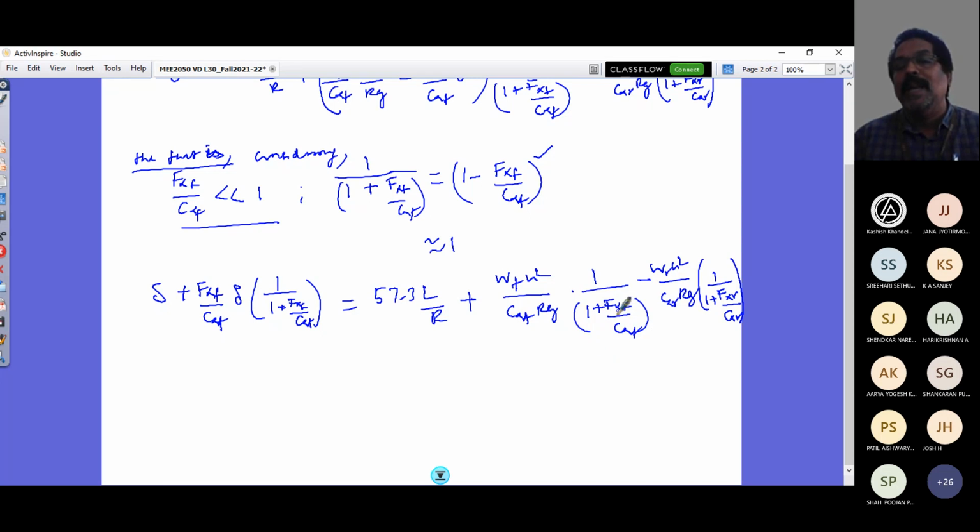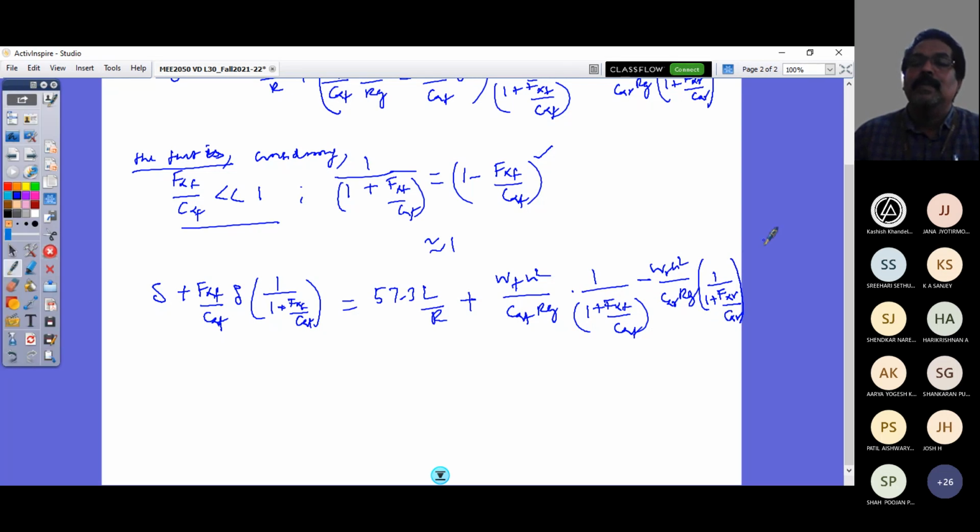Because this is a very small value, added to 1 it is very small. So one by one I consider. A very small value means 0.00 something, it would be 0.001, or even 1% is very less. So 1% added to 1 is 1.01, and 1 by 1.01 is almost equal to 1 itself. Like that I can make an assumption, and this term I can neglect.